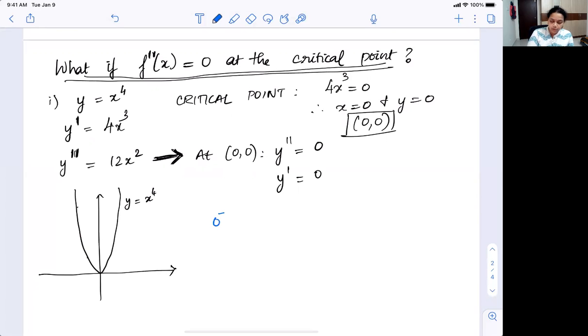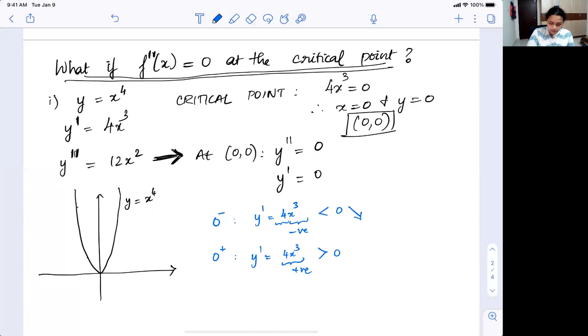To the left of 0, what is the sign of my y prime? Well, y prime is 4x cubed, and 4 is positive, and x to the left of 0 is a negative number, so x cubed is going to be negative. Therefore, y prime is less than 0. To the right of the origin, y prime, which is 4x cubed, is going to be positive, because any x value that is positive, when you cube it, is positive again. So y prime is positive.